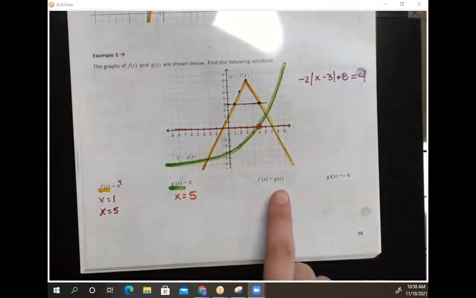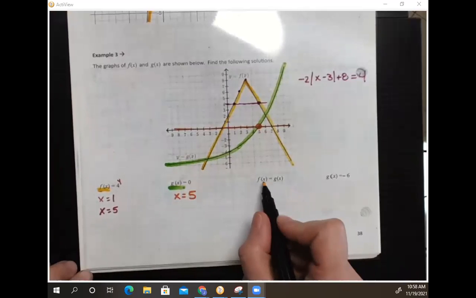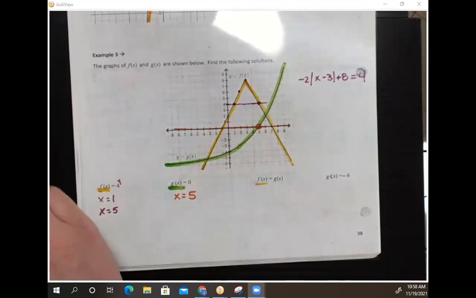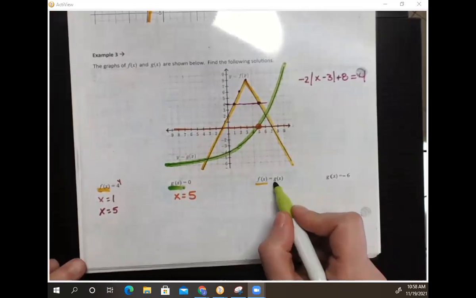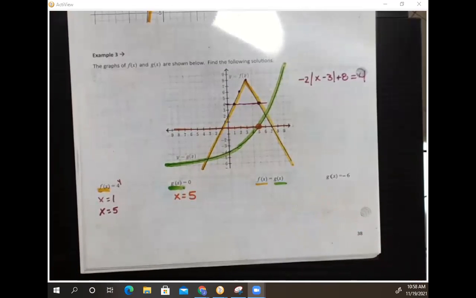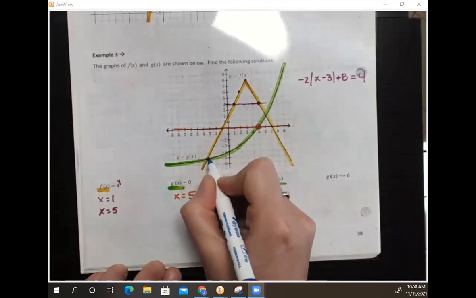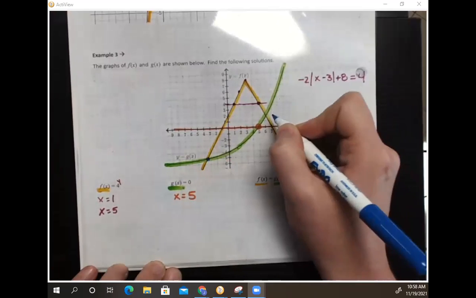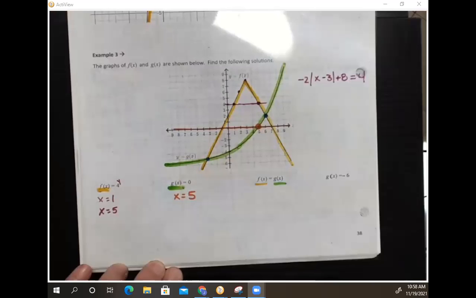For our next problem here, I want to know, when is f of x equal to g of x? So what am I going to look for on the graph? Where they intersect, yep, where the green and the yellow hit. So I've got a point down here where the green and the yellow touch, and I've got a point up here where the green and the yellow touch.